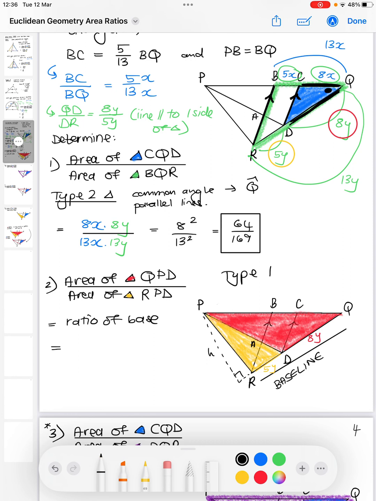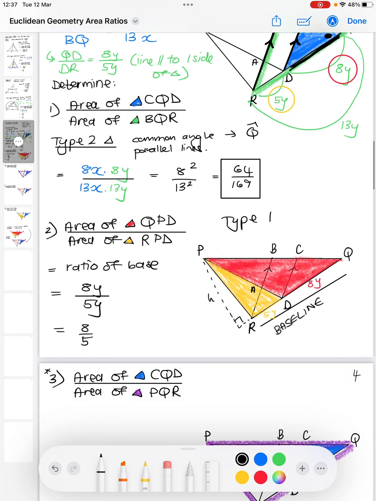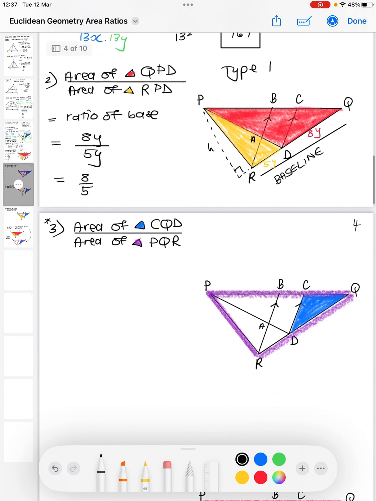Okay, so it simplifies to the ratio of their bases being 8y over 5y. We omit the y. We simply get 8 over 5, and that concludes the second question. For the third question, we do have a little star because things will get difficult from here onwards.